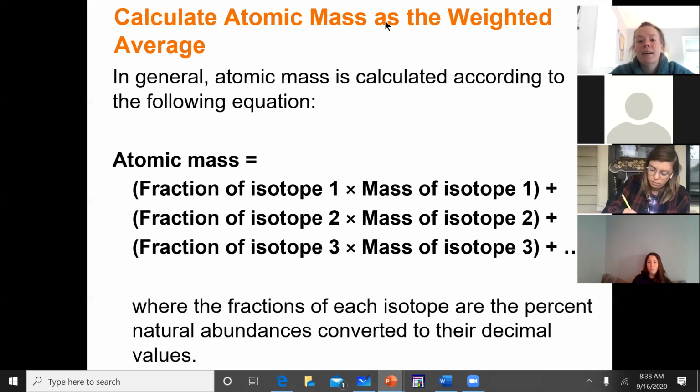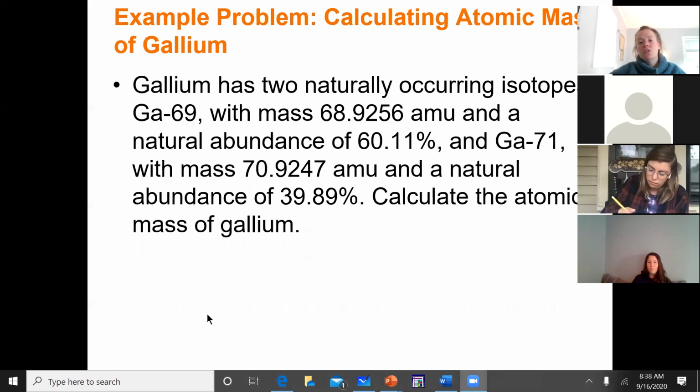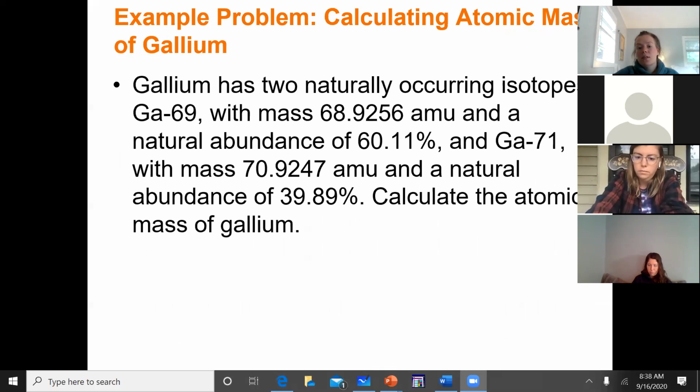We've got gallium, and it says gallium has 2 naturally occurring isotopes. There's gallium-69, but it actually has a mass of 68.9256, so we use that. Its natural abundance is the majority at 60.11%. Then we have gallium-71, which has an actual mass of 70.9247, and that's at 39.89%. So I want you to calculate the atomic mass of gallium.